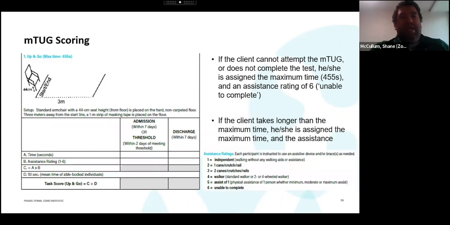If the client is unable to attempt the modified tug or does not complete the test, then they're assigned a maximum time, which is 455 seconds, and an assistance rating of 6, unable to complete. If someone's unable to complete it in that 455 seconds, then you would also use that as the maximum time. And then you can see the scoring here as well. You have the time and the assistance rating, you multiply the 2, and then you can divide by 9.1 seconds, which is the mean time of able-bodied individuals, to come up with a task score. So it gives you a score based on the mean time that would be expected. I think that's all for the modified tug.